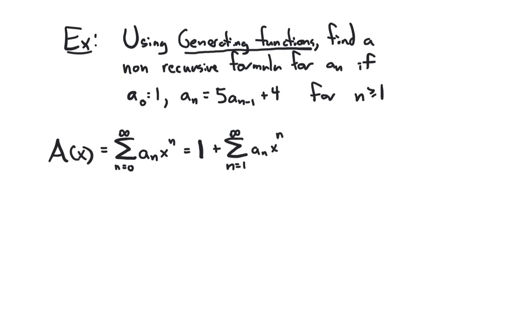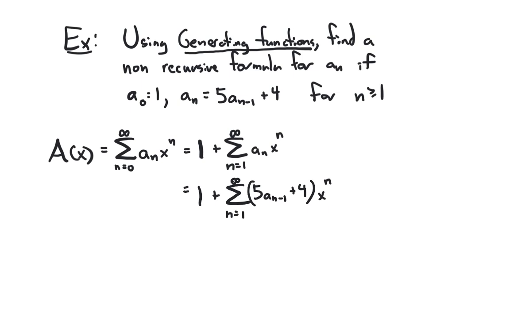All right, good so far. So now what I can do is I can use my recursion relation to replace this an with something smaller, or I should say smaller in index. So this is going to be the same as 1 plus the sum as n goes from 1 to infinity. And now rather than an, I'm going to express this as 5 an minus 1 plus 4 times x to the n.